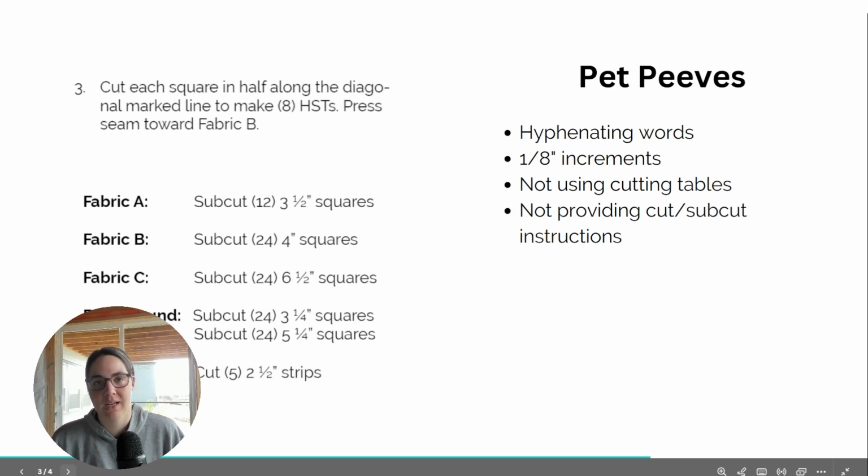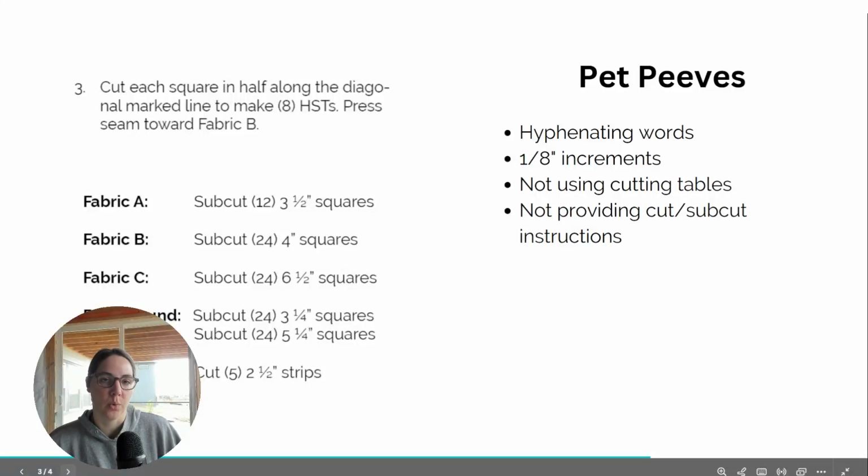And if you're only doing one size, it's not the end of the world, but cutting tables always make this more organized. So if you can, use a cutting table. Just get into the habit of it. You can never go wrong with a cutting table, but there are lots of ways that you can go wrong without a cutting table. But if you're doing more than one size, it's absolutely mandatory.